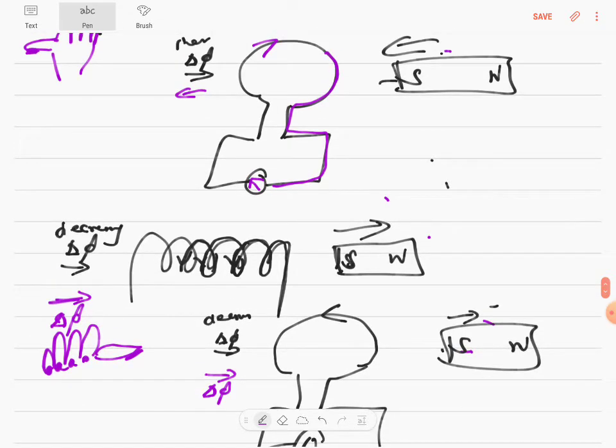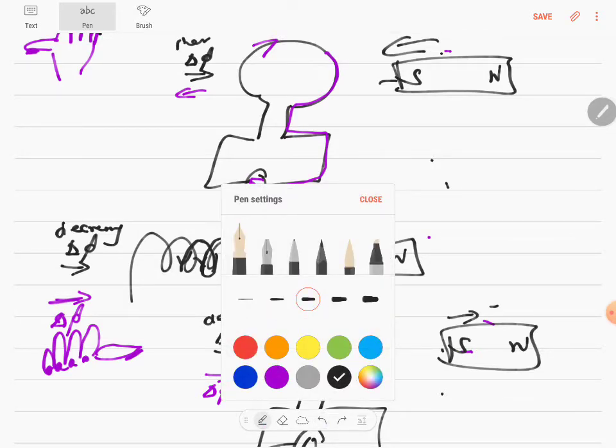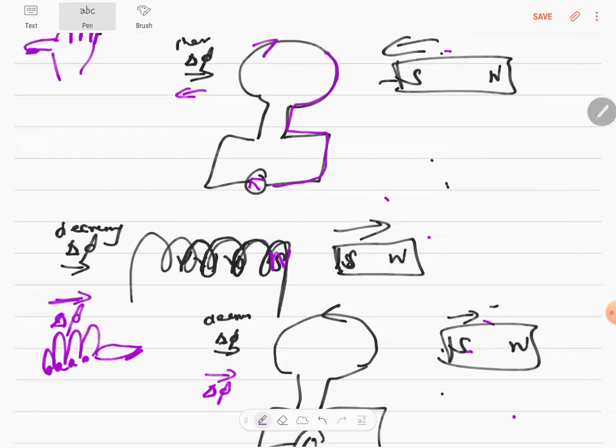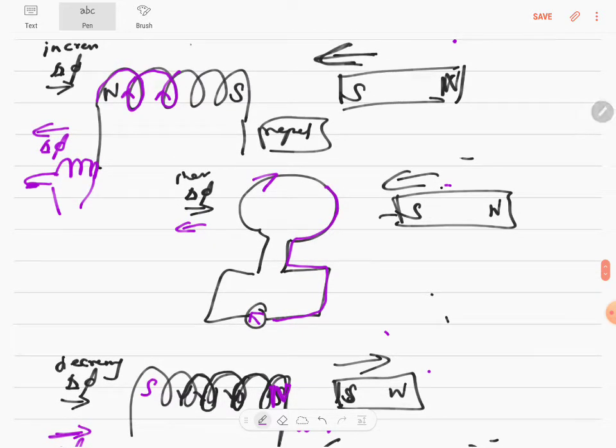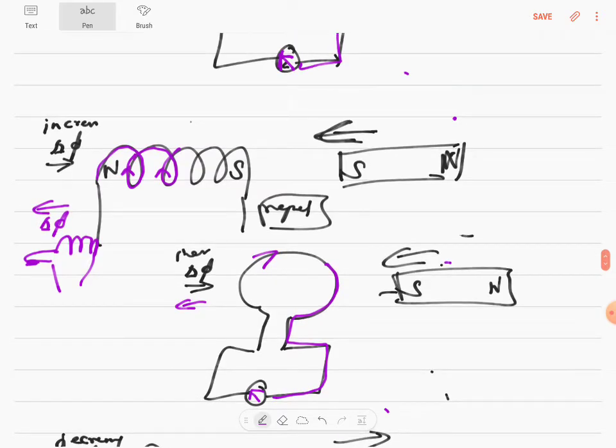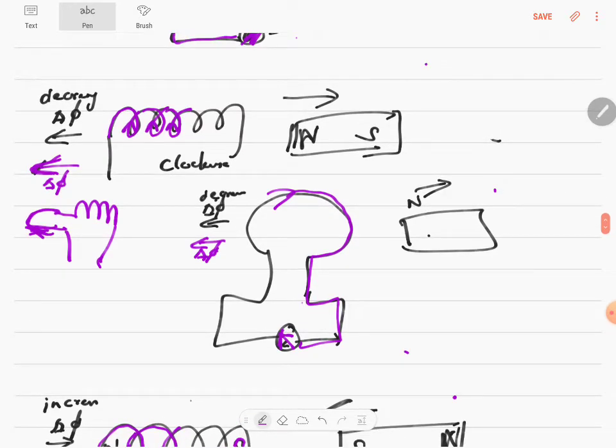So what happens here too, the near end behaves like a south pole. No, here it behaves like a north pole, the near end, because it's going away and it has to be prevented from going away. So this end behaves like a north pole in order to attract it, and the far end behaves like a south pole. It will try to oppose. Here it was coming closer, so therefore the near end behaves like a south pole to repel it. Here it was going away, so it should not be allowed, so this behaves like a north pole so that it can attract.